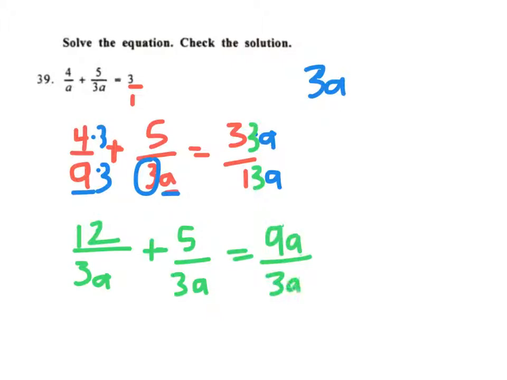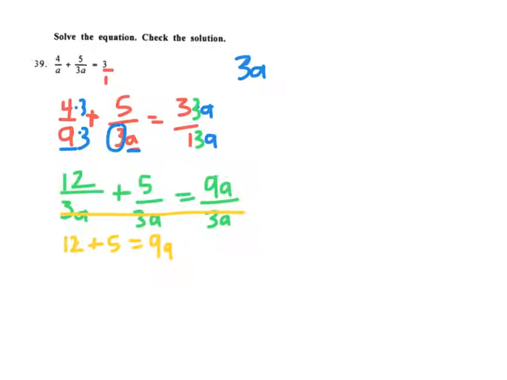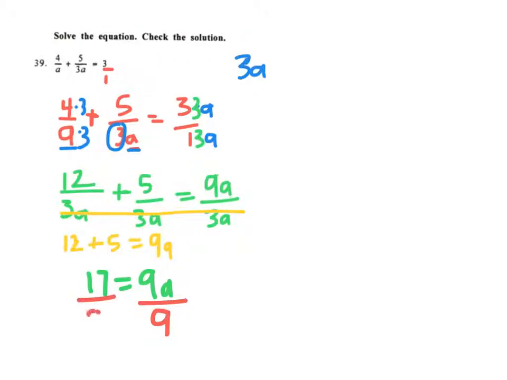So on top, I would really have 9a, all over 3a. Now, because the bottoms all match, I can kind of disregard them and just look at the top. So I really have 12 plus 5 equals 9a. And we're just going to solve from there. I'm going to zoom out so I have a little more space. And then we'll simplify. What do I get when I do 12 plus 5? It's going to be 17 equals 9a. And then to get a by itself, we'll divide both sides by 9. And we get a equals 17 over 9.